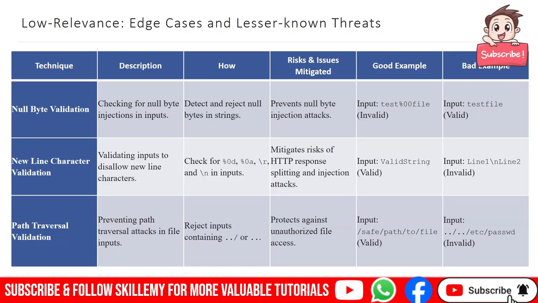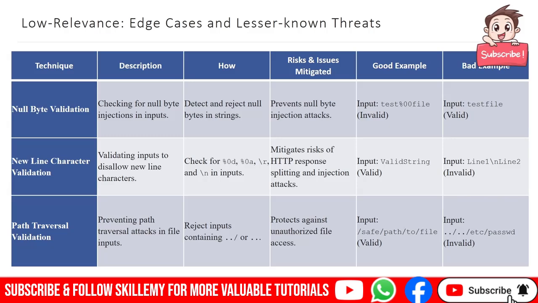Specifically, null byte validation ensures that inputs do not contain null byte characters. Null bytes can disrupt string processing, especially in languages that use null-terminated strings, leading to security vulnerabilities like injection attacks or data corruption. Detecting and rejecting null bytes in strings helps maintain the integrity of data handling processes. For example, an input like test %00 file is clearly invalid and would be flagged, while a straightforward input like test file passes validation. By filtering out null byte injections, we reinforce the application's resilience against exploitation.